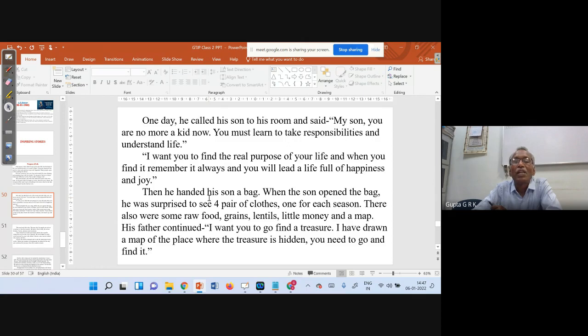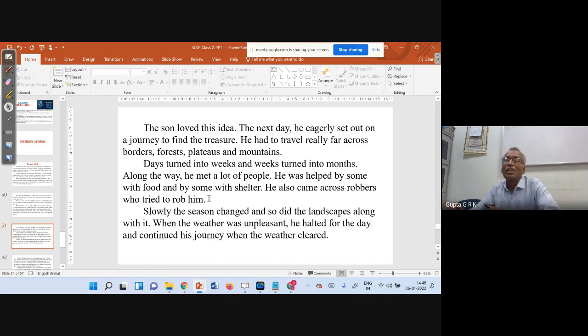There were also some raw food, grains, lentils, a little money, and a map. His father continued, "I want you to go and find a treasure. I have drawn a map of the place where the treasure is hidden. You need to go and find it." The son loved this idea.